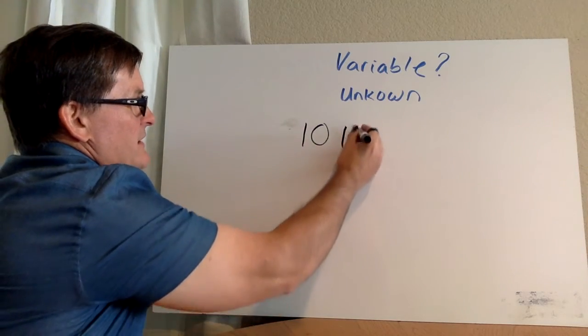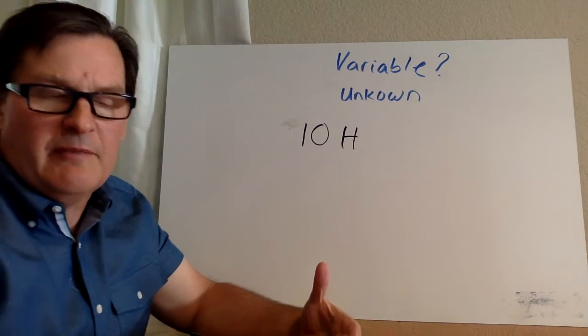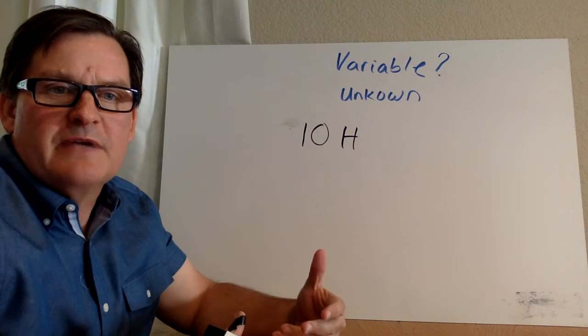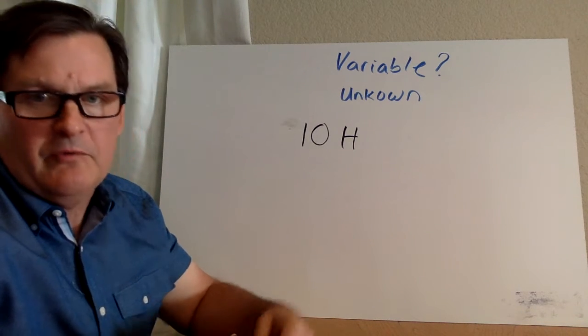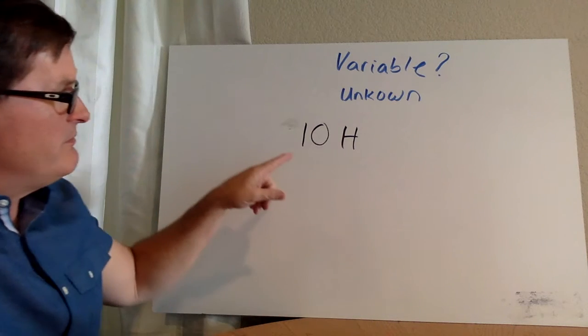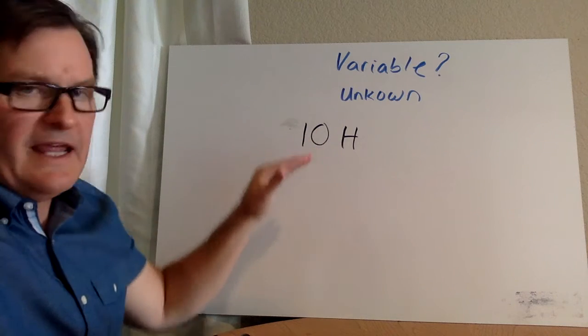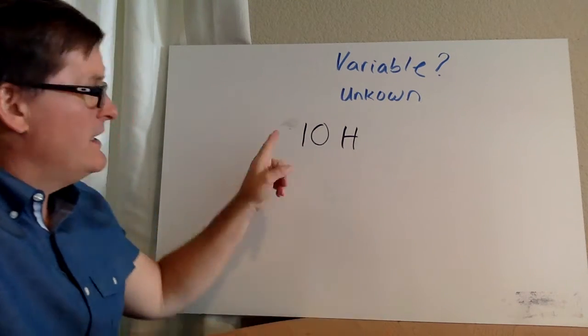So let's say we let the letter H represent the number of hours that you're going to work in a given amount of time. Sometimes it's weekly, sometimes you get paid bi-weekly, sometimes you get paid monthly. For this scenario, let's just pretend you get paid every week, which would be actually ideal and awesome. Then you get cash money in your pocket at the end of every week. So 10H represents the amount of money you'll make at the end of a week.